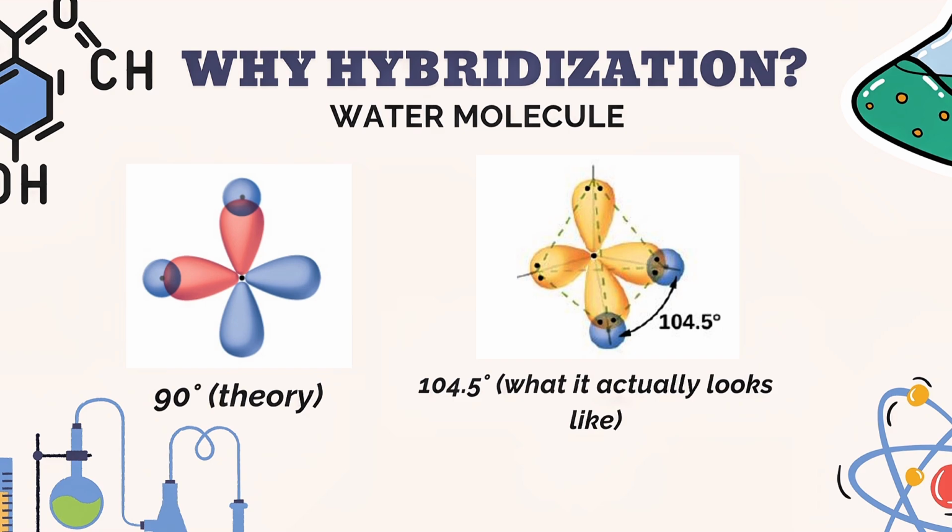Water molecule: 90 degrees in theory versus 104.5 degrees actual. Oxygen in water uses sp3 hybrid orbitals, not pure p orbitals. That's why the HOH angle is 104.5 degrees instead of 90 degrees. Hybridization adjusts orbital orientation to match the real molecular geometry.